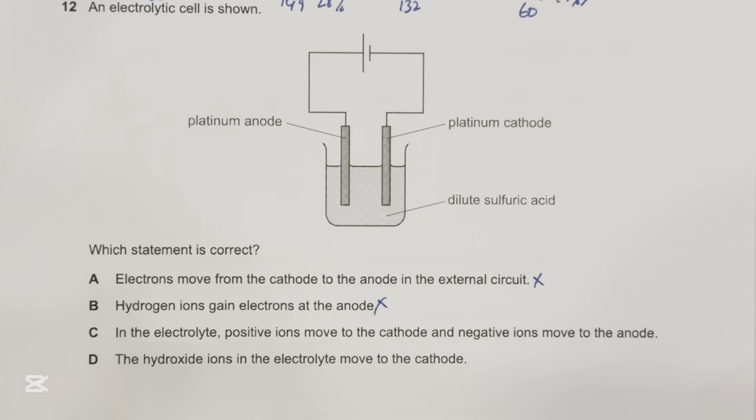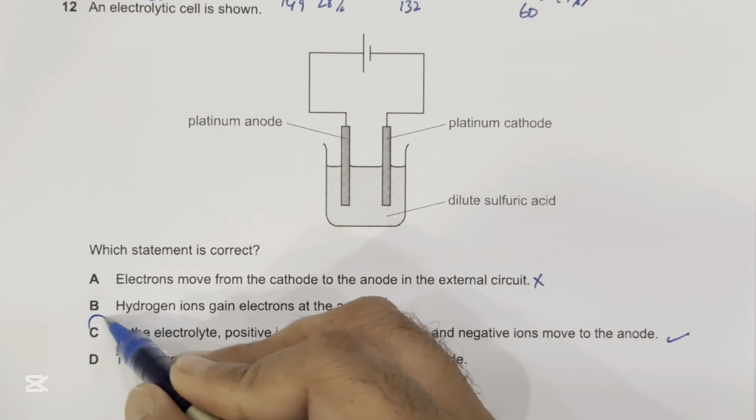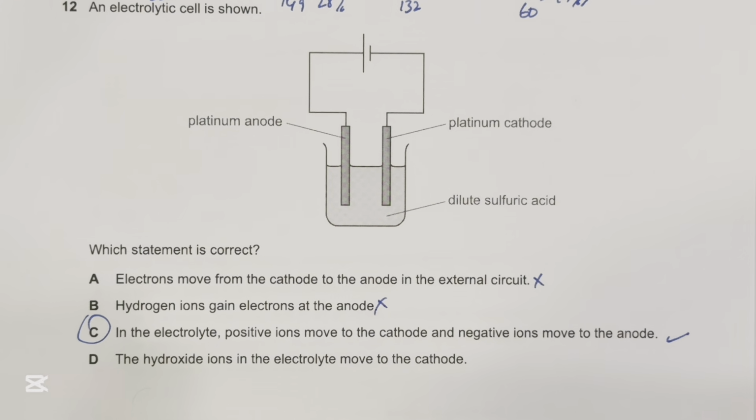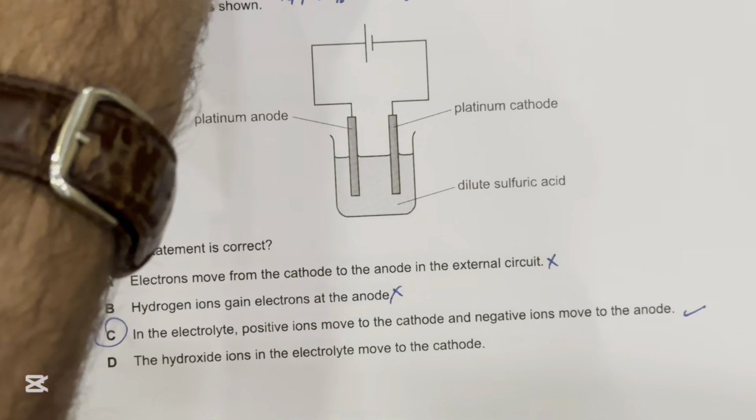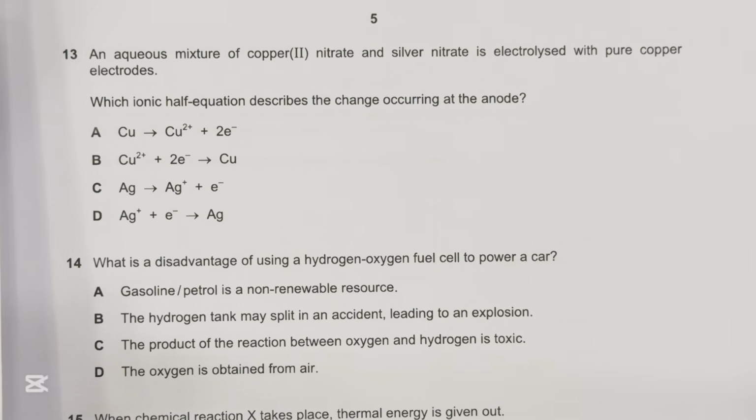In the electrolyte, positive ions move to the cathode and negative ions move to the anode. Yes, this is the right choice over here. So option number C is the right answer. The hydroxide ion in the electrolyte moves to the cathode. This is just a wrong option. Option number C is the right choice.